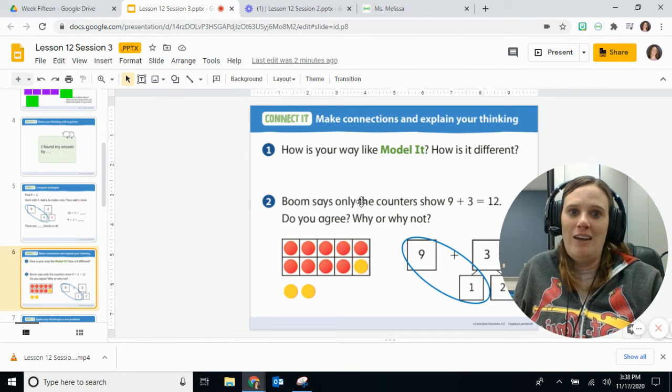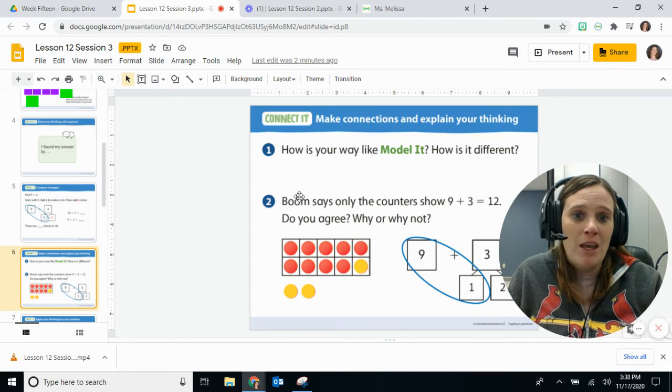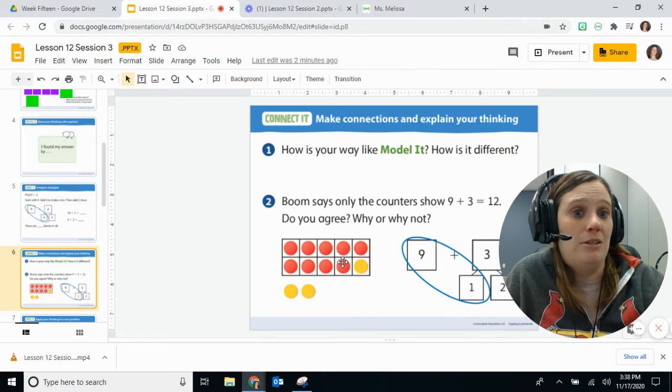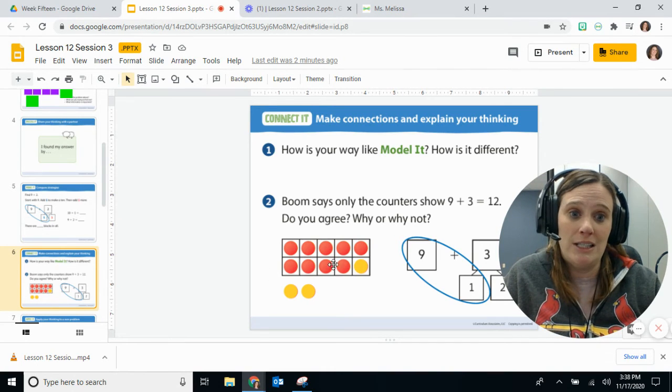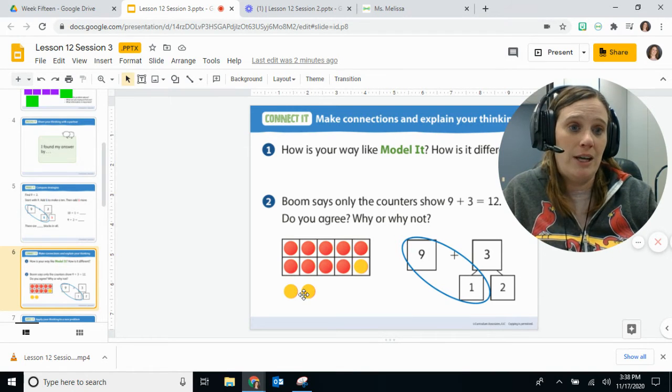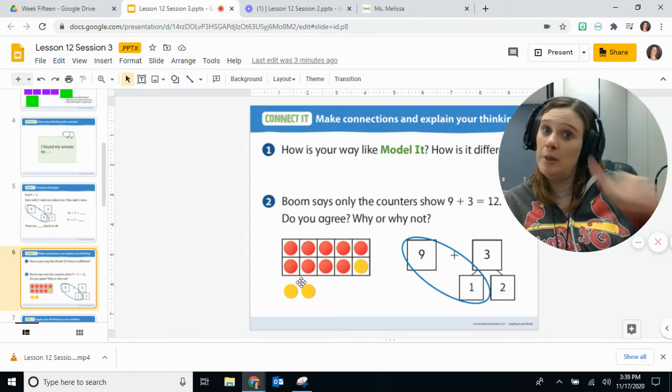Okay, now we have Boom here again. Bless his heart, I hope he's right this time. Boom says only the counters show 9 plus 3 equals 12. So he thinks that's what this is over here. I'm going to move my picture a little bit. And of course, he's got 9 red counters and 3 yellow counters. Is that right? Yep, give him a thumbs up. Okay, good.